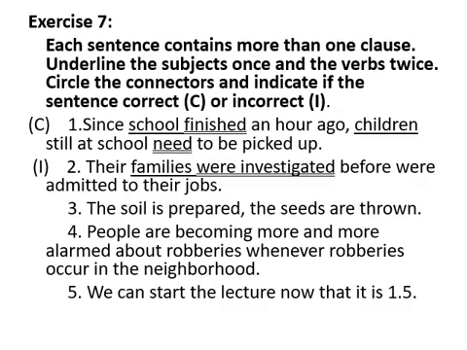طيب نعمل مع بعض exercise 7. Each sentence contains more than one clause. Underline the subjects once and the verbs twice. Circle the connectors وهنقولها ونحدد indicate if the sentence is correct ناقصة is or incorrect. طيب، أول واحدة معمولة هي is correct.